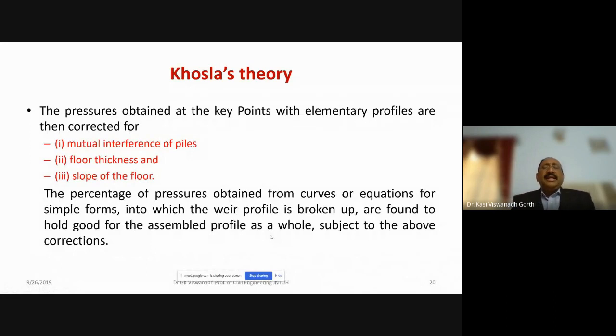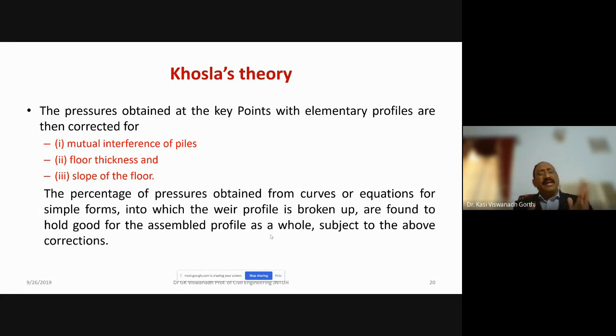The pressures obtained at these key points with the elementary profiles must be corrected. The correction is to be taken up for the mutual interference of piles, which means that there is one intermediate pile, and there is another end pile. The end pile may be at the upstream end or downstream end. So there will be interference of these piles, and because of the mutual interference of piles, a correction has to be applied.